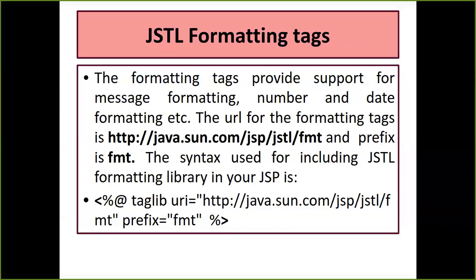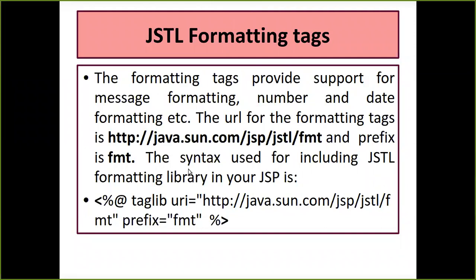Okay, so I'm going to start with this tag first, that is the JSTL formatting tag. The formatting tags provide support for message formatting. They provide the option where I can format the date and time. So the URL for the formatting tag is http colon java dot sun.com JSP JSTL, and the name I'm going to attach to this formatting tag is FMT. The prefix is the same: FMT.